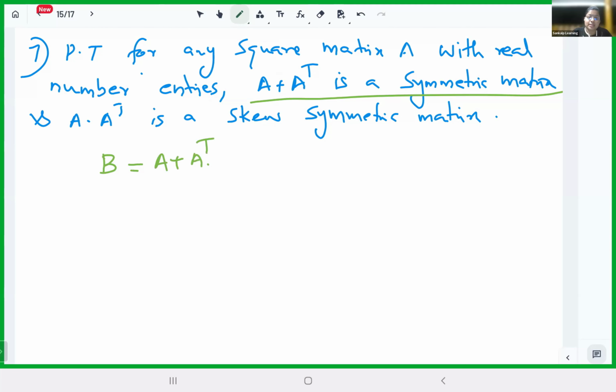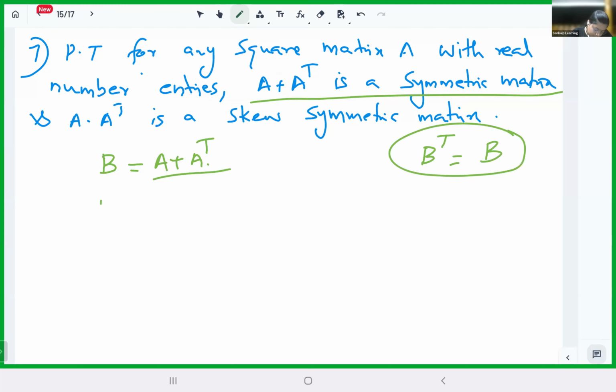Now what we have to prove? This one is a symmetric matrix. So how will you prove that a matrix is a symmetric matrix? If you are given a matrix A, if A transpose is equal to A, you can say that it is a symmetric matrix, right? So similarly, here we have taken this A plus A transpose as B. So this one should satisfy the condition B transpose is equal to B. Then we can say that B is a symmetric matrix, right?